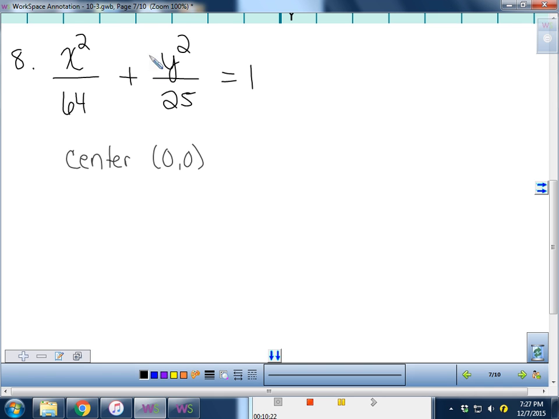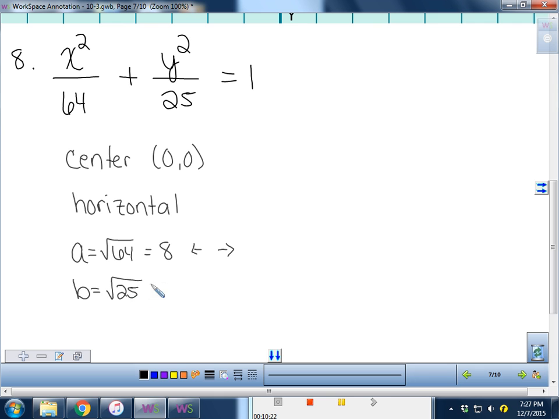Please remember that. All right, since the bigger number is underneath your x, that means this is a horizontal ellipse. It's going to be a laying down egg. A is the square root of the bigger number, so the square root of 64 is 8. Since it's underneath the x, that means you'll move left and right 8. B is the square root of the smaller number, so the square root of 25, which is 5. Since it's underneath the y, that means you'll move up 5 and down 5.